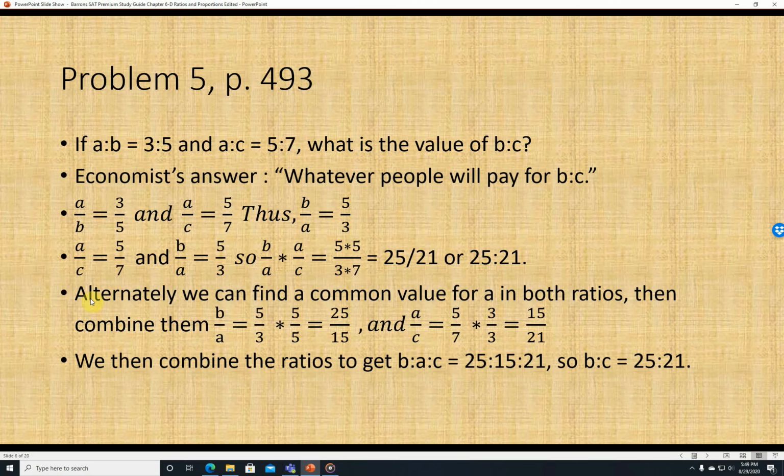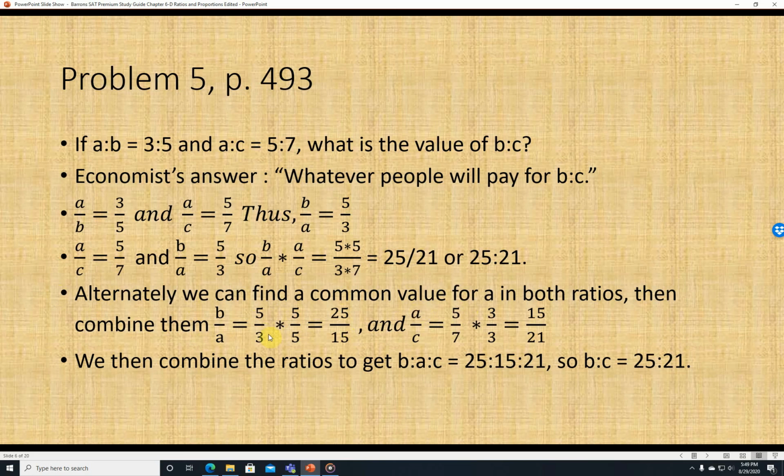So, alternately, you can find a common value for a in both ratios. And again, you can treat them like you're finding the common denominator for a fraction, where you just take b over a is equal to 5 over 3. You multiply it by 5 over 5 to get 25 over 15. Why do you do that? Well, because a is 5 in the ratio a to c.